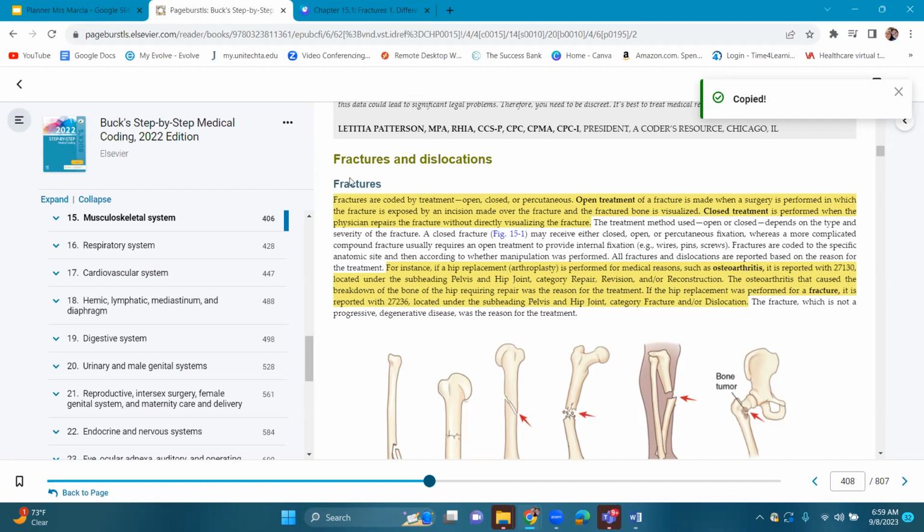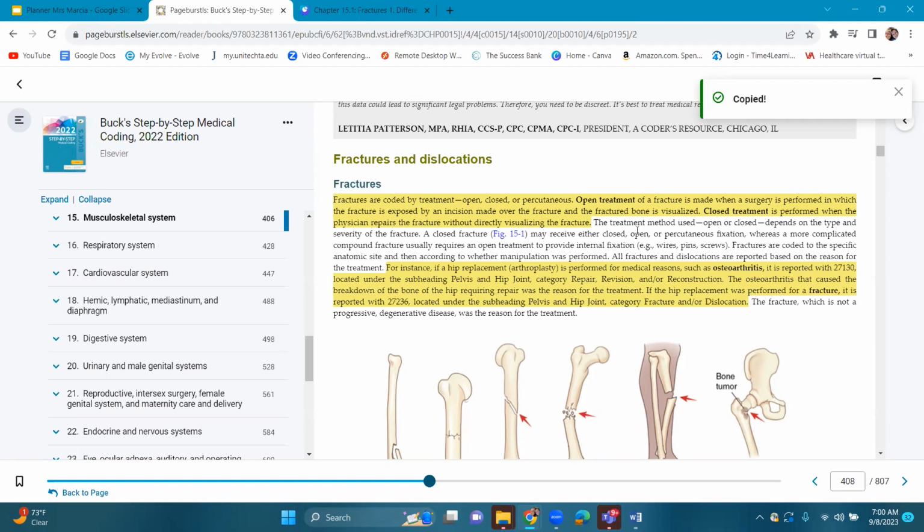So fractures and dislocations. Fracture codes are coded by treatment. For example, there's open, closed, or percutaneous. Open treatment of a fracture is made when a surgery is performed in which the fracture is exposed by an incision made over the fracture and the fractured bone is visualized. Okay, so open obviously means like when you're opening something up, you're going to be opening up for surgery. So what is closed treatment? Closed treatment is performed when the physician repairs the fracture without directly visualizing the fracture.